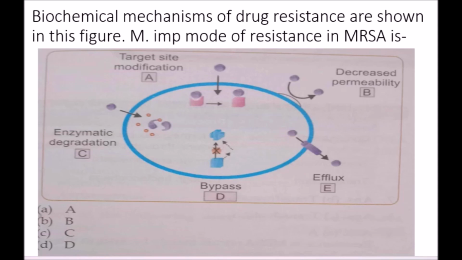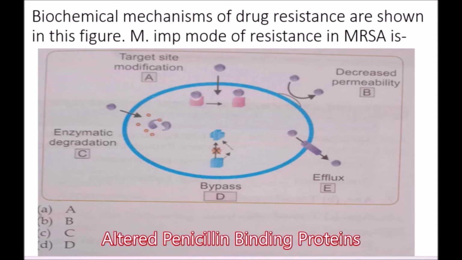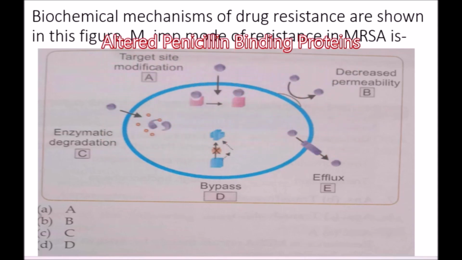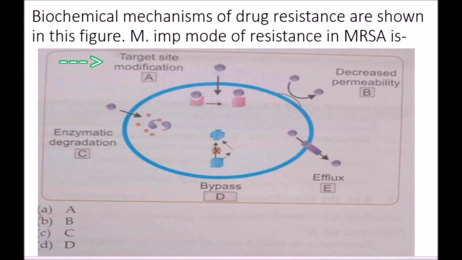So friends, resistance in MRSA, that is methicillin resistant Staphylococcus aureus, occurs mainly because of altered penicillin binding proteins. Here we can see in this figure that option A is talking about target site modification. There is altered structure of the target, altered structure of the penicillin binding proteins. So option A is correct here.